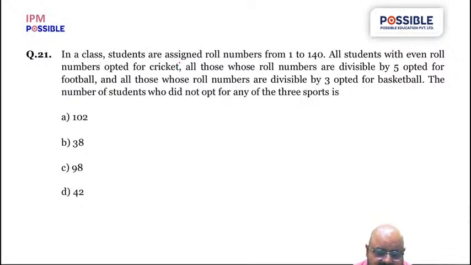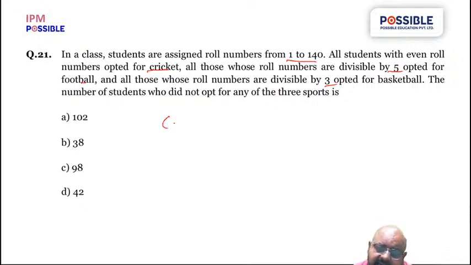In a class, the students are assigned roll numbers from 1 to 40. All students with even roll numbers opted for cricket. All those with roll numbers divisible by 5 opted for football. All those whose roll numbers are divisible by 3 opted for basketball. Find the number of students who did not opt for any of the 3 sports.